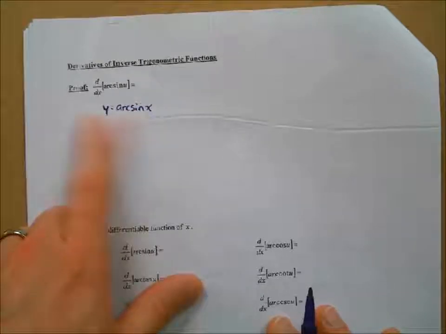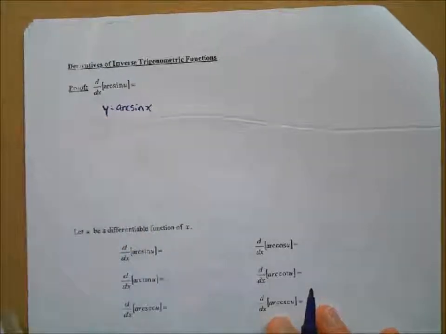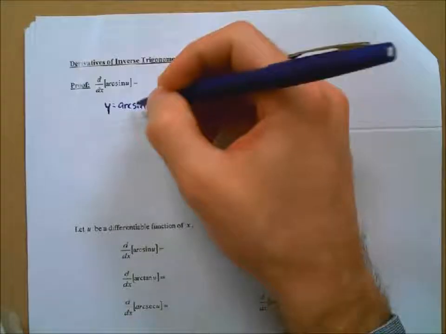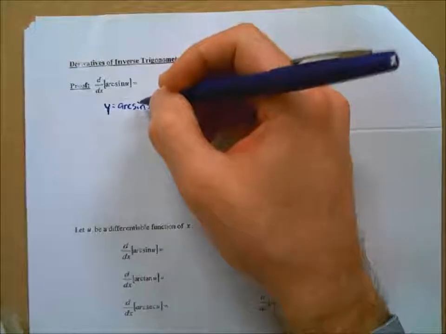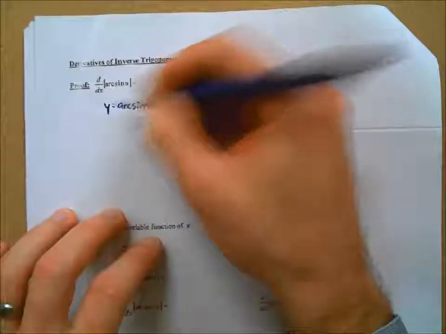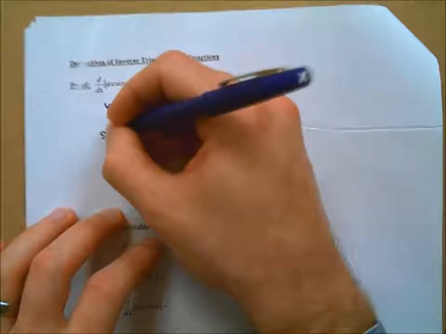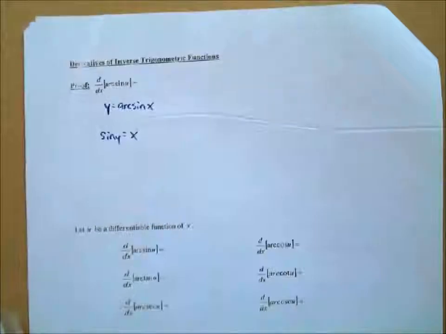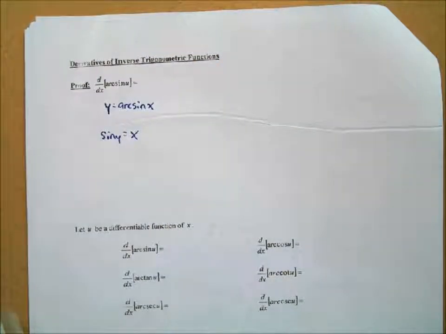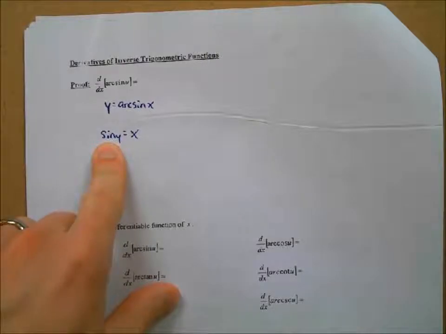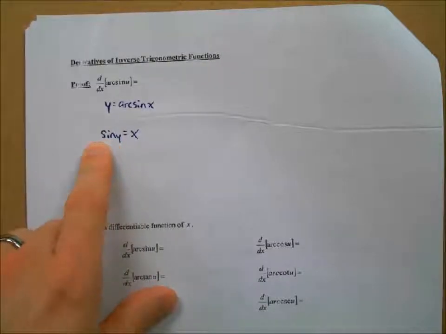But we can rewrite this function so that we can take the derivative, which we've seen in the past. Sometimes we can take a function whose derivative we can't do, rewrite it to an equivalent form, and then take the derivative. That's what we're going to do here. We take sine of both sides, we get sine of y equals x. These are equivalent. Do we know how to take the derivative of sine? Yes. So we're going to take the derivative of this with respect to x.